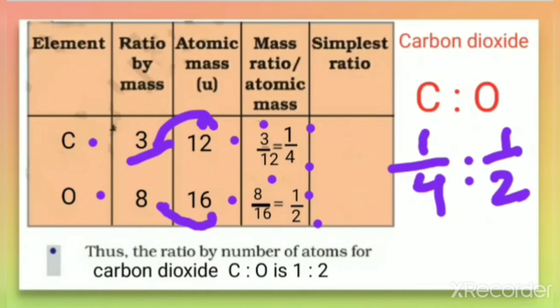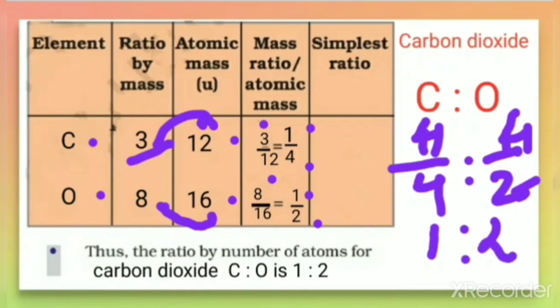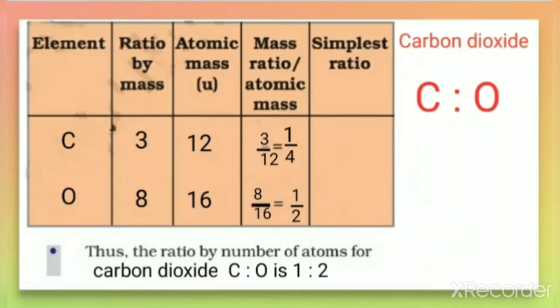So we got the values in fractions. So we have to convert these values into whole numbers. So how do we convert this? Here 1/4 is given, 1/2 is there. So we have to multiply by 4 so that this fraction can be converted into a whole number. So when we multiply with 4, we get here 4/4 and here 4/2. So when you solve this, we will get 1:2. So we can say the simplest ratio is 1:2.